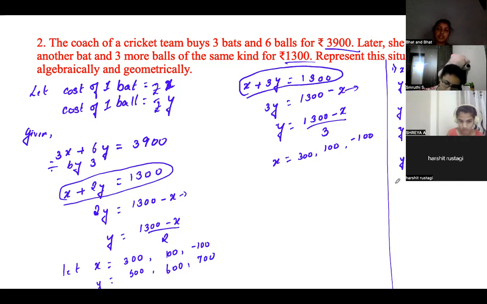Now for the second equation, let us find the value of y. So y is equal to (1300 minus x) divided by 3. Now x is equal to 300. If you take (1300 minus 300) divided by 3, how much is that?